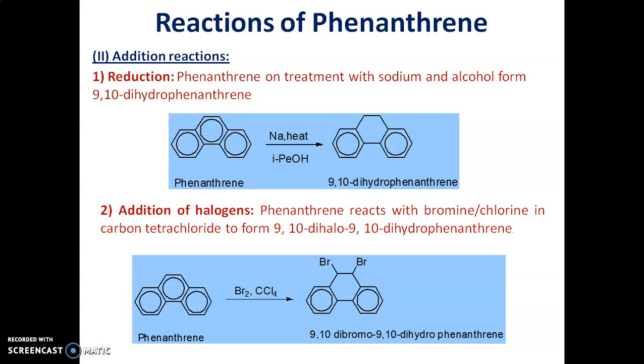Phenanthrene on reduction with sodium and alcohol forms 9,10-dihydrophenanthrene, whereas addition of halogen atoms to the phenanthrene ring yields 9,10-dihalo substituted phenanthrene compound. In this case, we can see phenanthrene on reaction with bromine gives 9,10-dibromo-9,10-dihydrophenanthrene as the final compound.